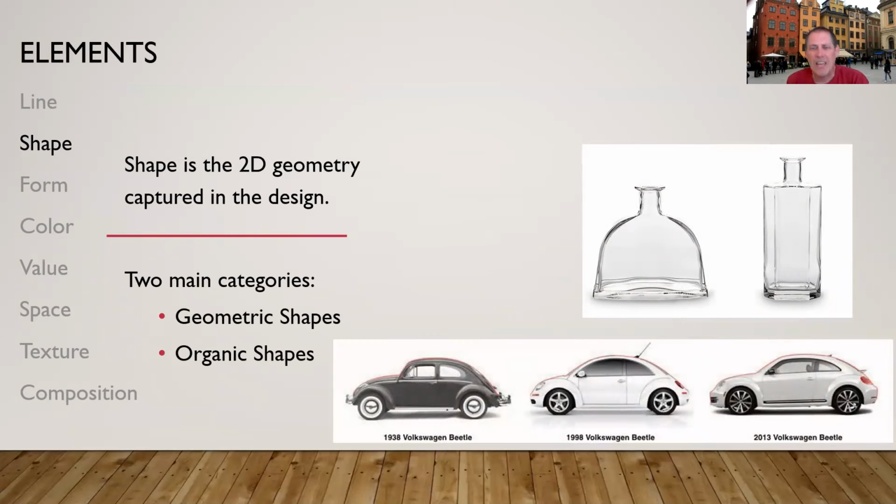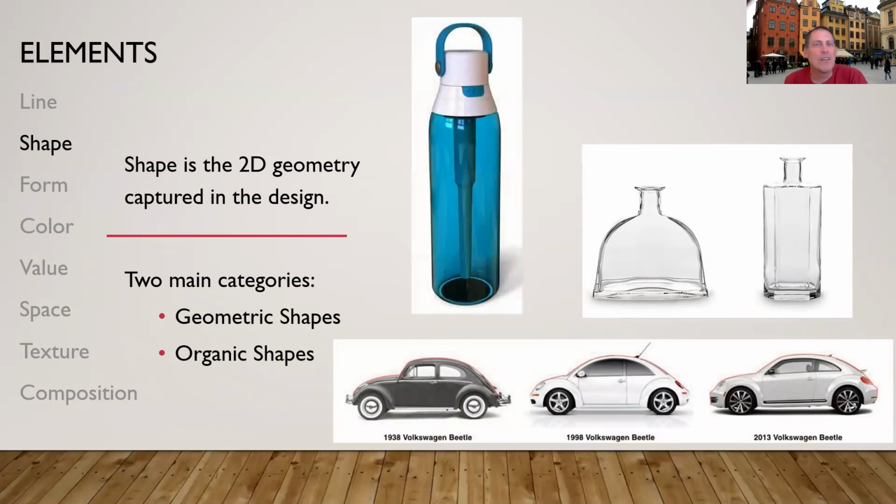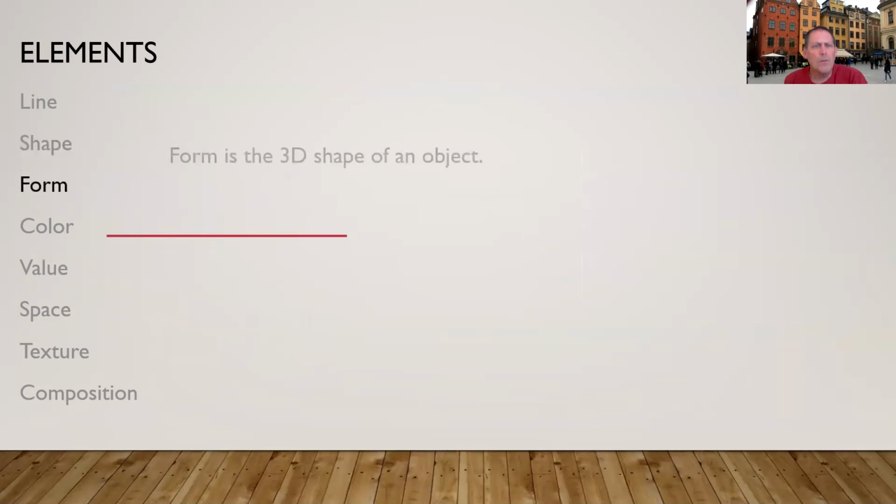And of course, you can't really talk about silhouettes unless you talk about the Volkswagen Beetle. This is a classic silhouette, and you can see how it has changed over time. Water bottles are another classic example of a geometric shape that has been adapted and is kind of iconic in view. Let's move on to form.